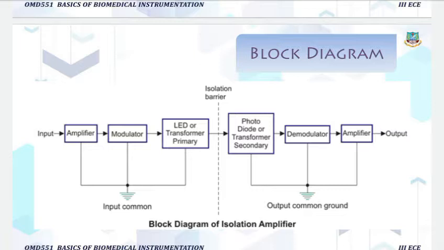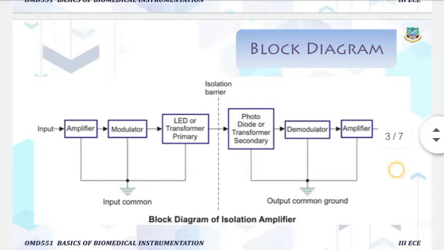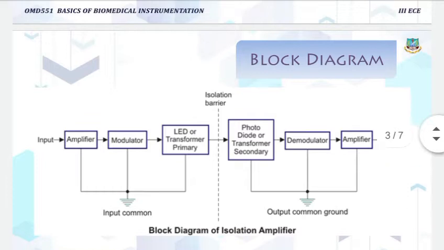It does the opposite of this LED. That is, it transforms the light energy into electrical energy, and then to the demodulator. There we demodulate the signal, and then to the amplifier, and then it passes to the output.